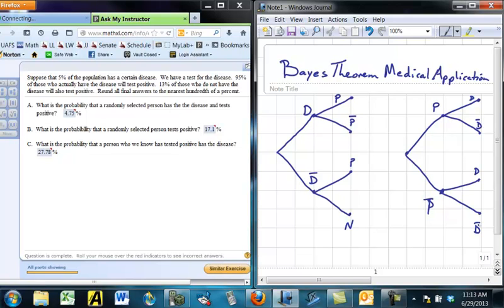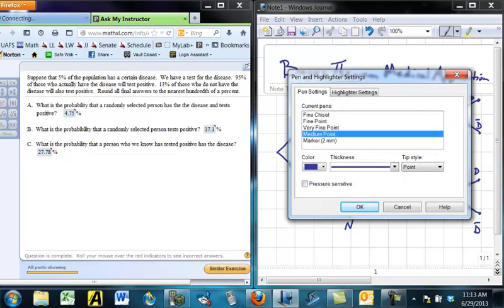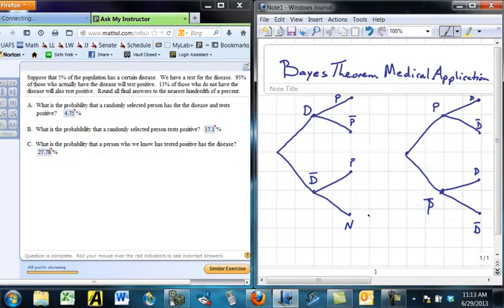Now remember that we have some given information. So let's put the given information in black. So we know that 5% of the population has a disease. So if we choose a person at random from the population, the probability that they have the disease is 5%. We'll do everything in decimals. And so notice we label the edge there on the tree.